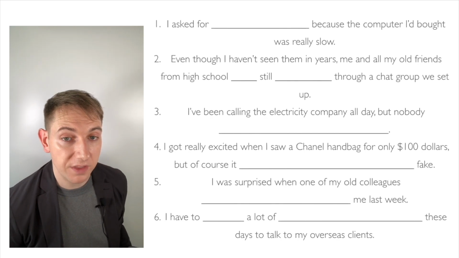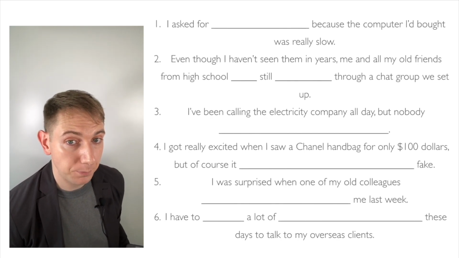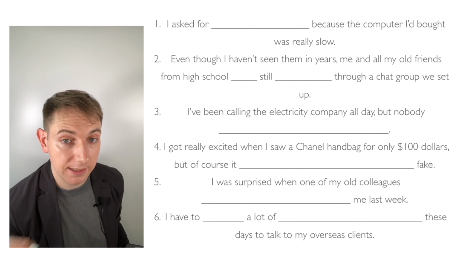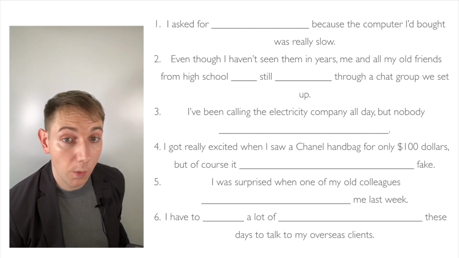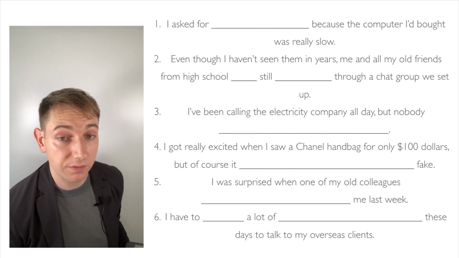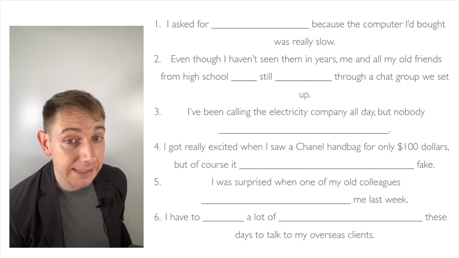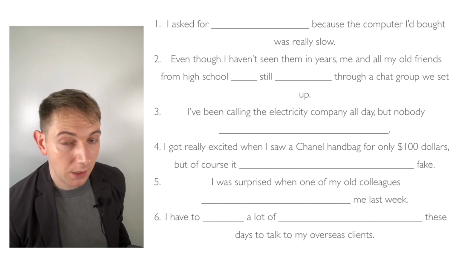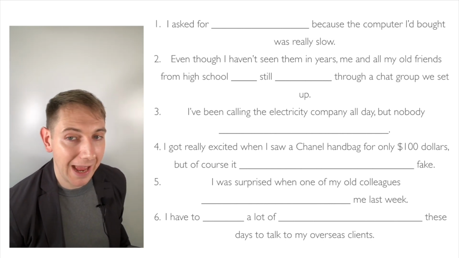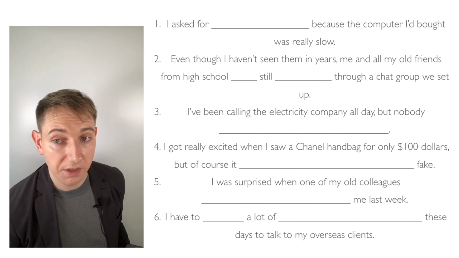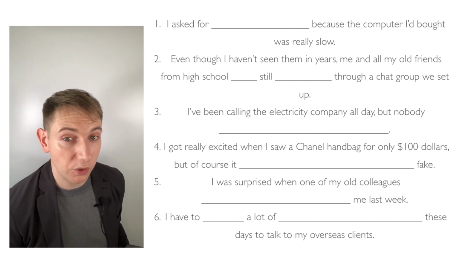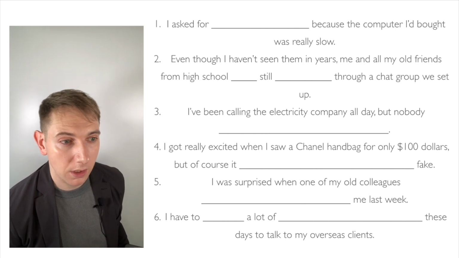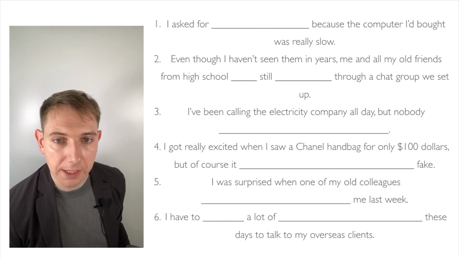Okay, guys, so we talked about those multi-word verbs. Now let's try and match them with one of these 6 sentences here. So we've got some example sentences. I'd like you to fill in the missing words with one of those multi-word verbs or phrases. But you may need to change it a little bit. So for example, the first one here, I asked for something because the computer I bought was really slow. Now this one here, I asked for, here we need some kind of noun here.